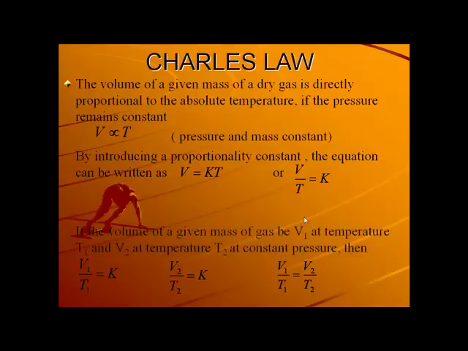If the volume of a given mass of a gas be V1 at temperature T1 and V2 at temperature T2 at constant pressure, then V1 by T1 is equal to K and V2 by T2 is equal to K, or V1 by T1 is equal to K is equal to V2 by T2, or V1 by T1 is equal to V2 by T2.